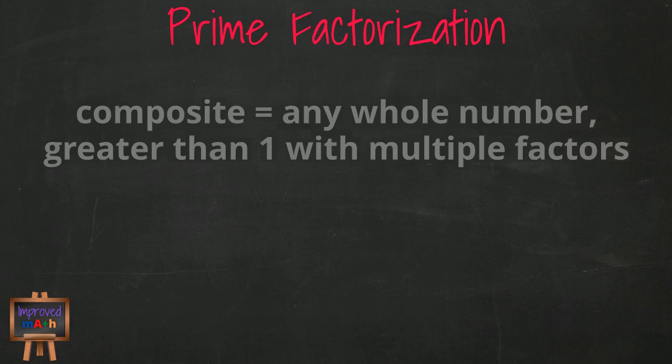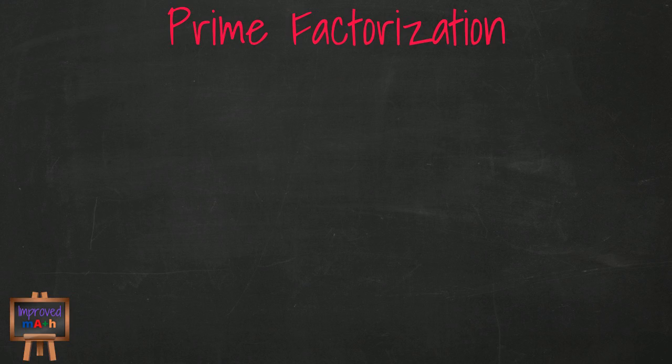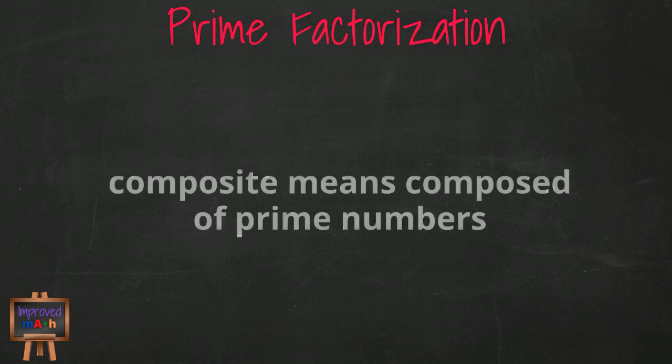For example, the number 6 has 4 factors, 1, 2, 3, and 6, because 1 times 6 is 6, and 2 times 3 is 6. Composite numbers are called composite for a reason. It's because they are composed of prime numbers. What does that mean? Here, I'll show you.